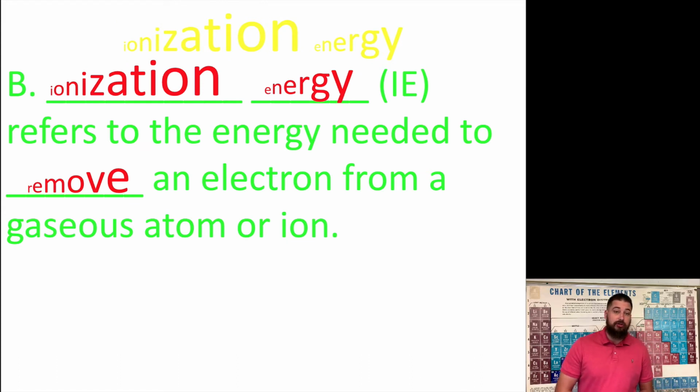Now we have ionization energy. Ionization energy refers to the energy required to remove an electron. The electron's attracted to the nucleus, and so to remove that electron, you need to apply some amount of force to it, and you need to put some amount of energy into it to remove that electron. Think about magnets. If we have two small magnets, it's going to take some energy to separate those magnets. But let's say we have two large magnets. It's going to take more energy to remove those magnets from each other.